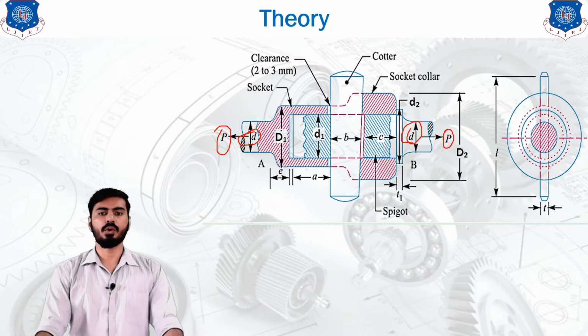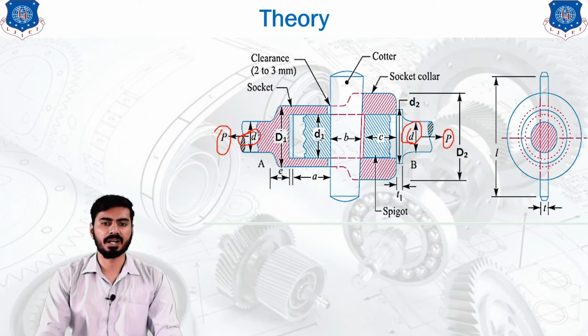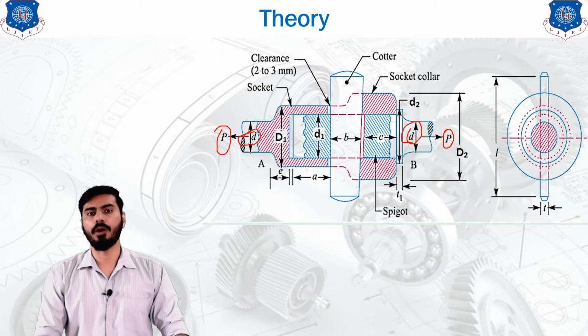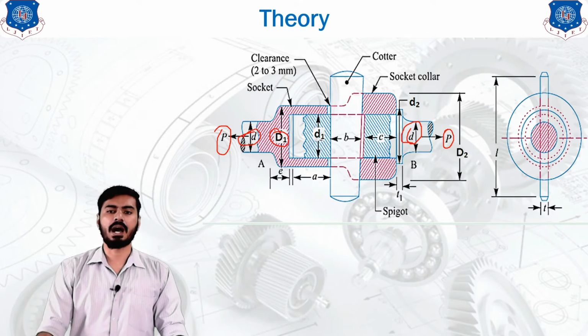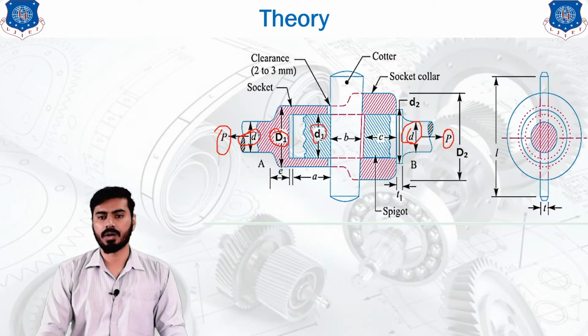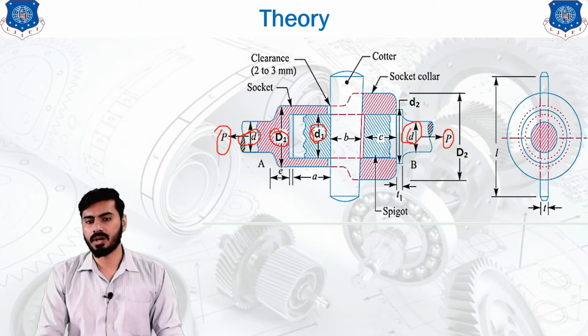So there is no misconception that we can join any diameter, but right now we are going to discuss the design which has two different shafts of the same diameter. So D is our diameter. Outer diameter of the socket is represented as D1. Capital D1 is the outer diameter of the socket. Now the inner diameter of the socket, which is also the diameter of the spigot, is small d1. That was the capital D1 and now it is a small d1.